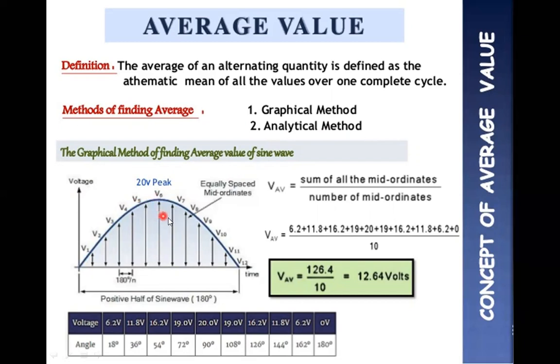So here you can see how it comes, like equally spaced mid ordinates, and the average is calculated as the sum of all the mid ordinates divided by the number of mid ordinates. The number of mid ordinates is 10, and for each equally divided mid ordinate, the voltage values are like 6.2 volts, then 11.8, 16.2, and so on up to the 0th value. From V1 to V12, we substituted the values here, took the sum, and mathematically V average is equal to 12.64 volts. This is the value for the positive half of the sine, which is a 180-degree angle, or we can say pi radians.